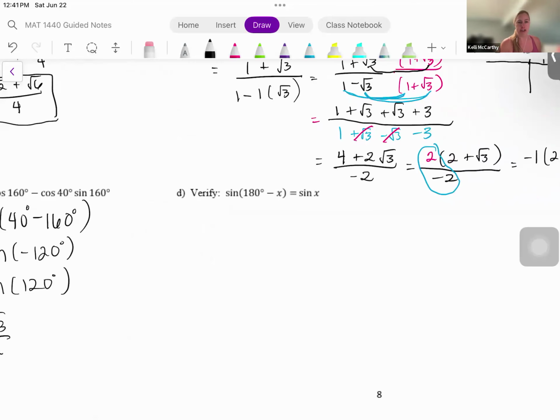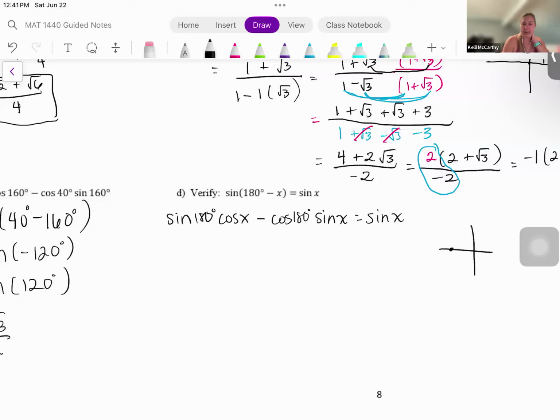Verify that sine of 180 degrees minus x is equal to sine of x. So starting with the left-hand side, we're going to rewrite it using our difference formula for sine. So this is sine of 180 degrees cosine of x minus cosine of 180 degrees sine of x. And we want to verify that this is equal to sine of x.